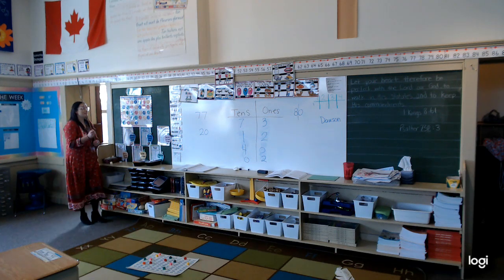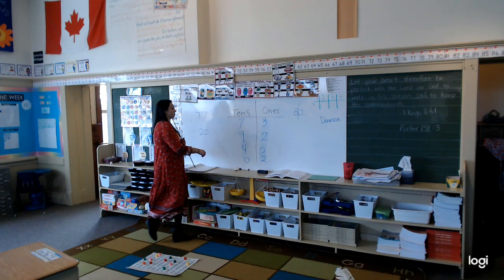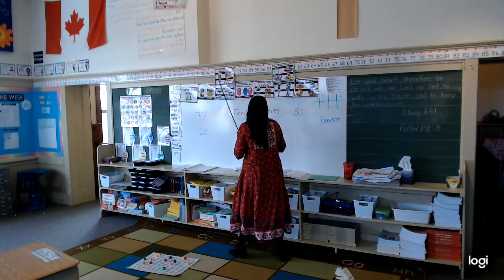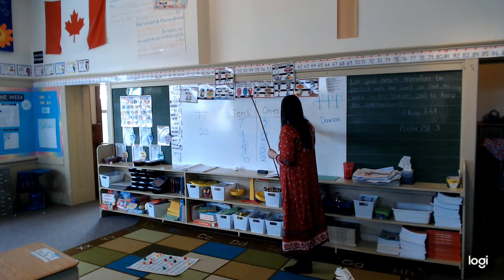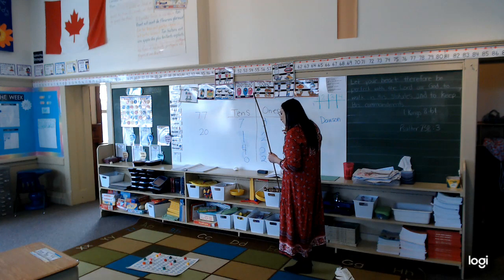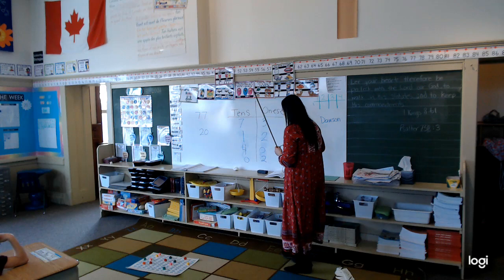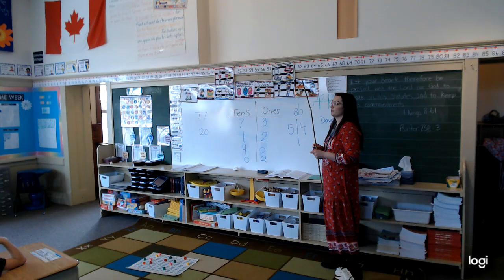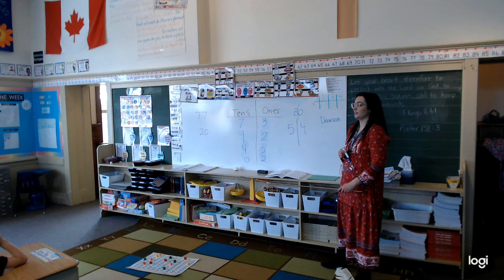This number, grade 1s, has 5 groups of 10 in it and 4 ones. Jordan Beakey. 54. 54. Beautiful. Come on up and put your counter down. Oh, you already put your counter down? Okay, sounds good.